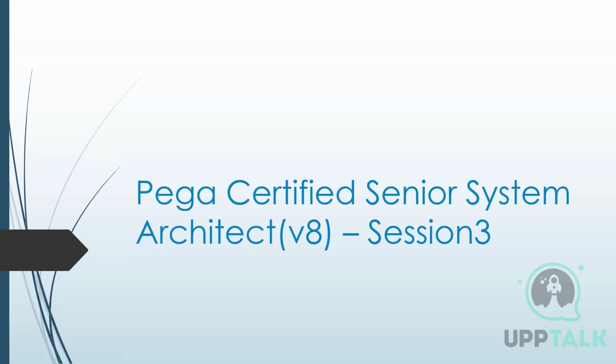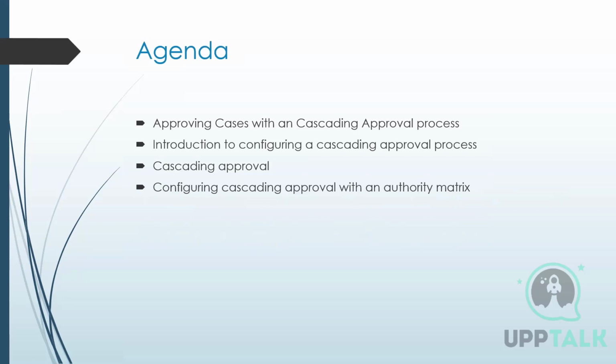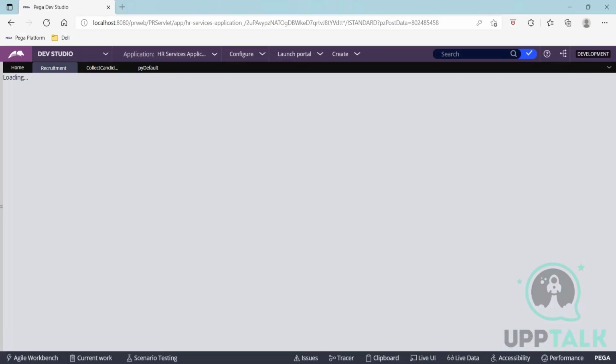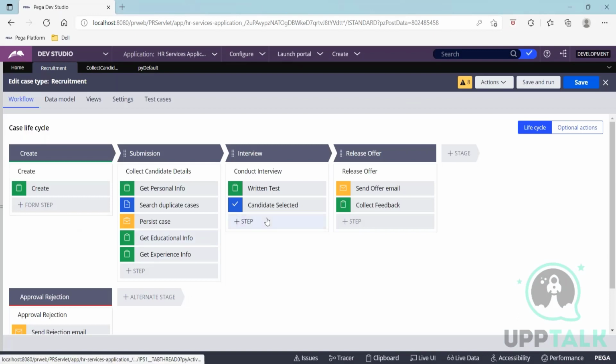But what if I have a series of approvals? I have different levels of approvals that are required, and they have to be taken in the same order. So I have a specified order in which the approvals have to be taken. How do we deal with that? I cannot keep on adding just approve reject steps here.